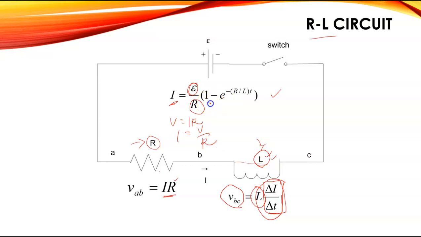But then we multiply by the time constant, where 1 minus e to the power of negative R over L times the time constant. So this is the value of current for the whole RL circuit. Remember, I can only use these equations of current when the circuit consists of R and L only. So that was the RL circuit.